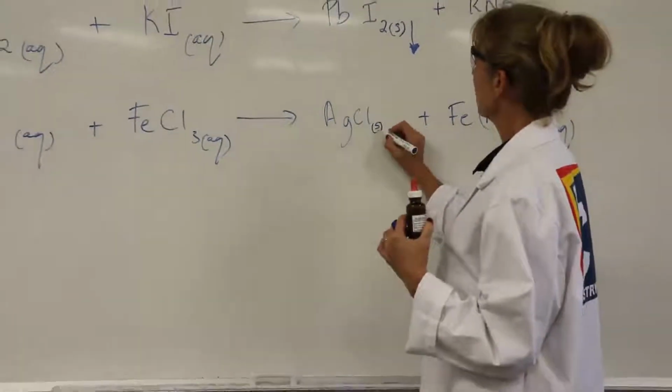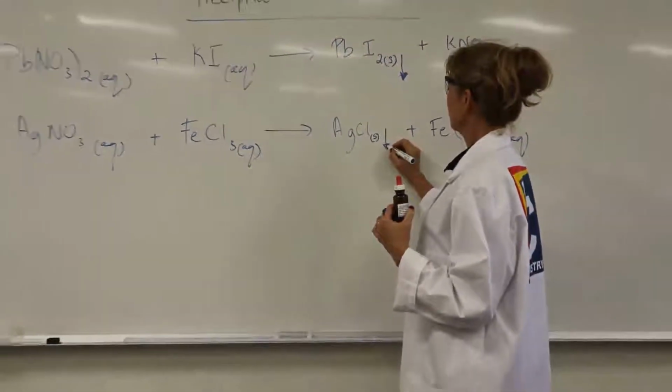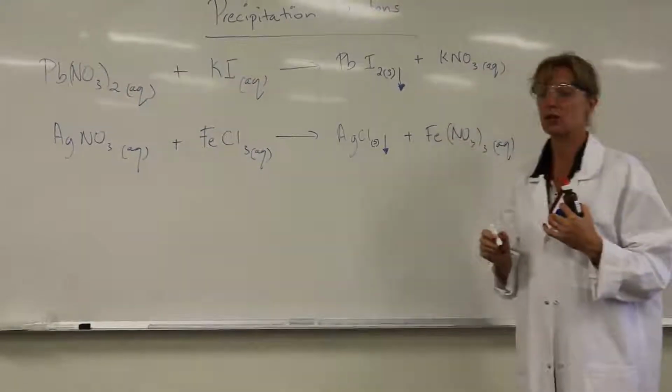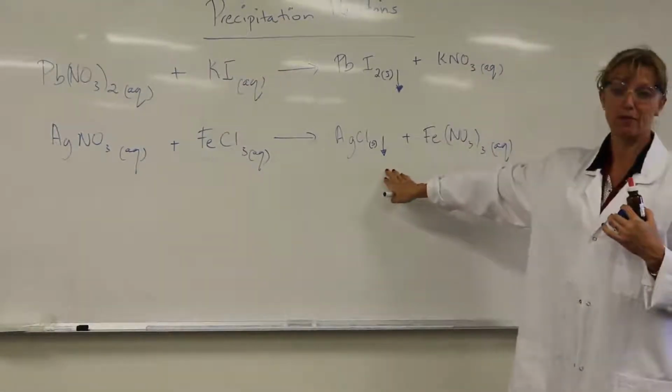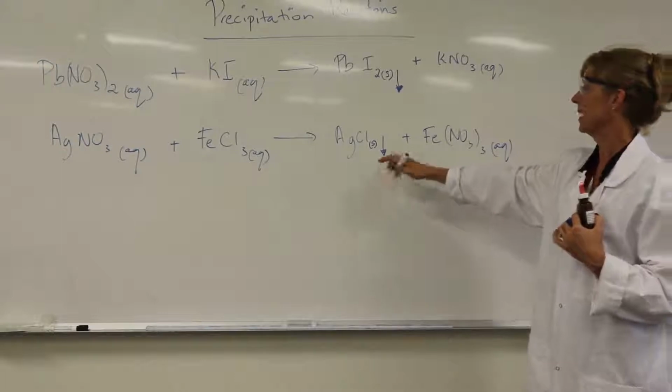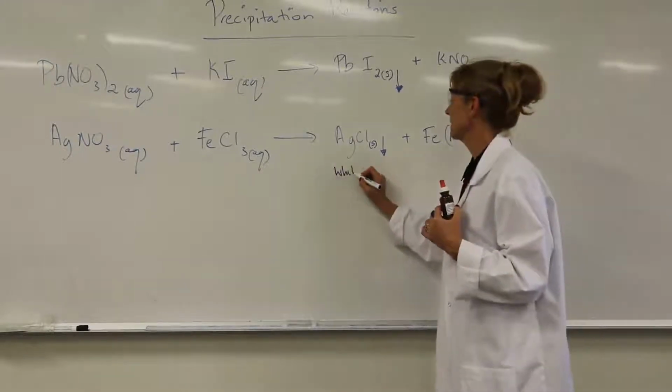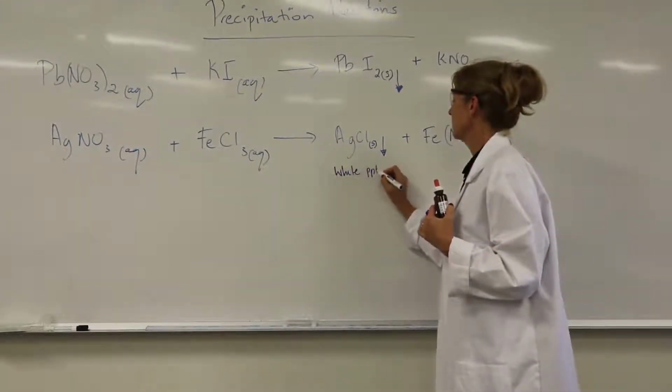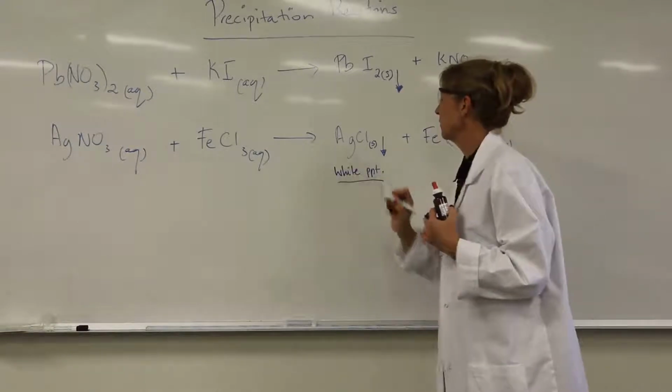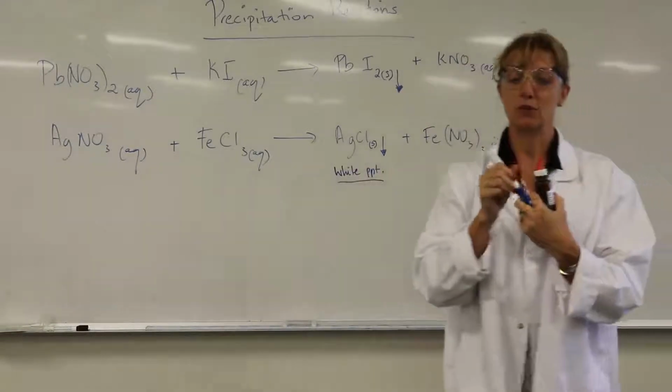You can check with your table there. It does say silver chloride is insoluble. Have a look at your table. It will come out, and this is a white precipitate. But I don't think it's one of the ones you need to do. So with that, I'm going to leave you to do it.